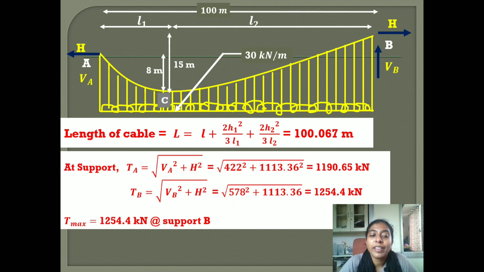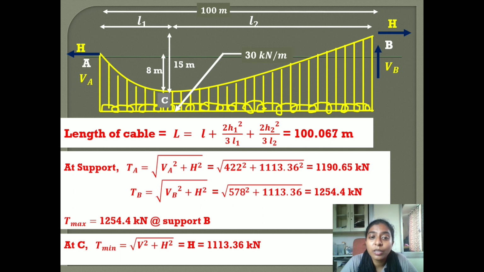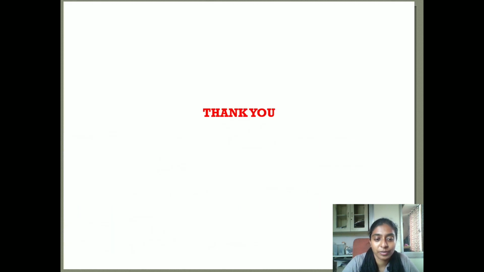Now we will find the maximum tension and the minimum tension. So maximum tension is always at the highest support. So here the highest support is B. So maximum tension will be at B, and that is equal to 1254.4 kilonewton. And the minimum tension will be at C, at the dip, and that is equal to the horizontal thrust, because vertical reaction at C will be equal to 0, and that is equal to 1113.36 kilonewton.